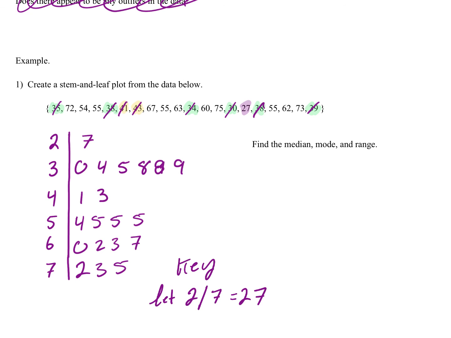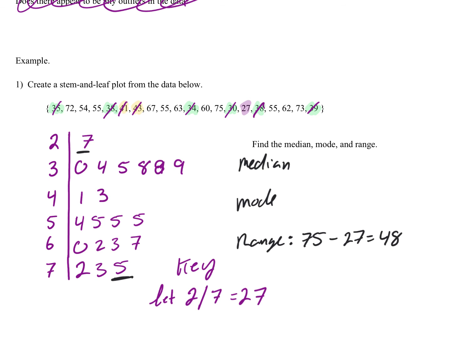To finish this off, we're going to use this to find our median, our mode, and our range. I'm going to start with the easiest one, which is the range. We're going to take our biggest number minus our smallest number. So 75 minus 27, and we'll get a range of 48. Then I'm going to find my mode, so I'm going to look for any repetitions. We have 2 38s, and we have 3 55s. Those are all of my repeated numbers. Since 55 was repeated the most, that would be our mode.